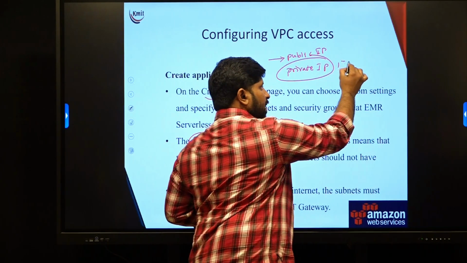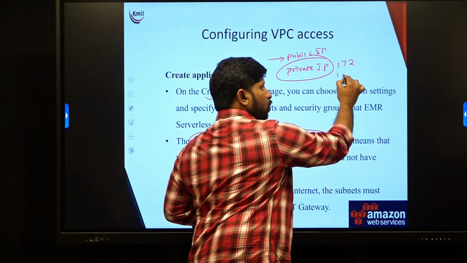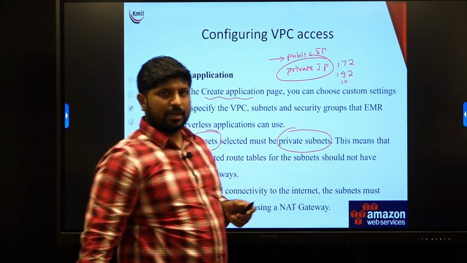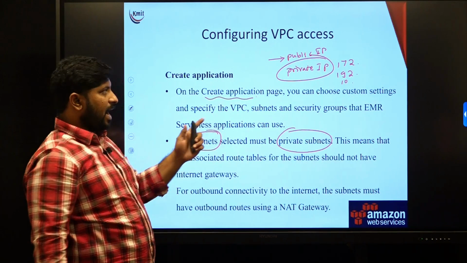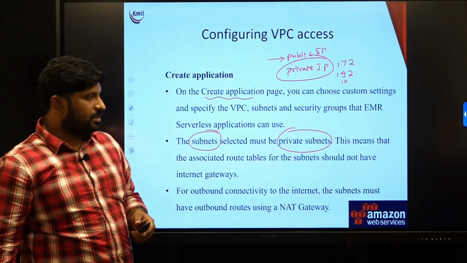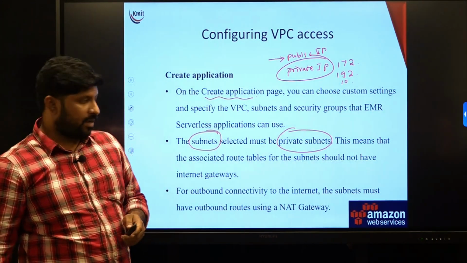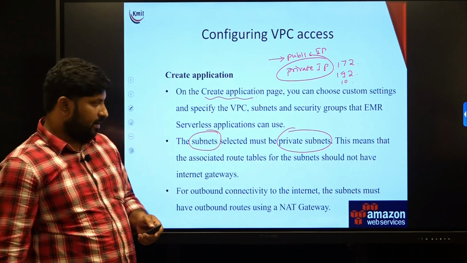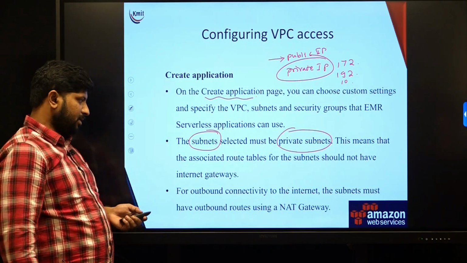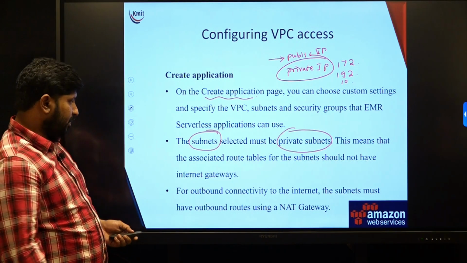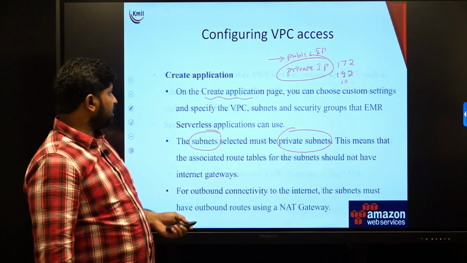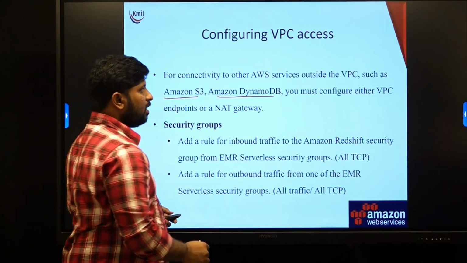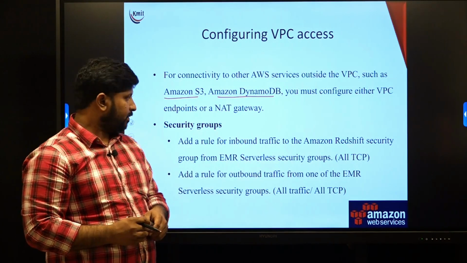With what are the private IPs going to begin? 172, 192, or else 10. All these are the 3 IP address ranges. If an IP address begins with these 3 ranges, then it gets into private IP. And you have to associate the private subnets only, not the public subnets, for security purposes. And from these private subnets you can have connectivity to your S3, DynamoDB, or else your Redshift.